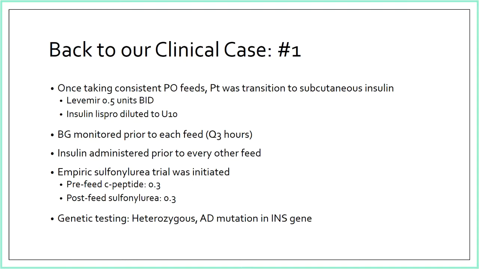She had very poor response. As we were backing off on insulin, blood sugars were remaining in the 200s to 400s, even with as-needed glucose corrections. So we did end up getting a pre-feed C-peptide, which was low at 0.3, and the post-feed C-peptide level was also 0.3. So at that point, the trial was discontinued.